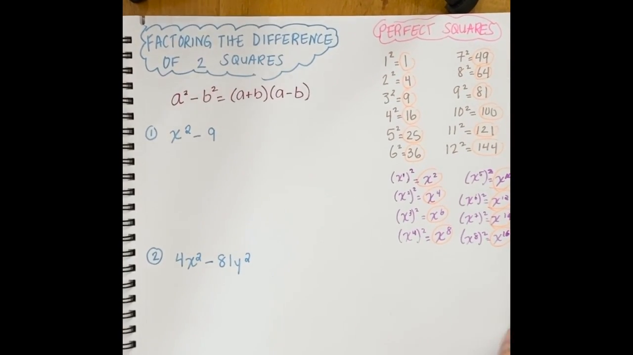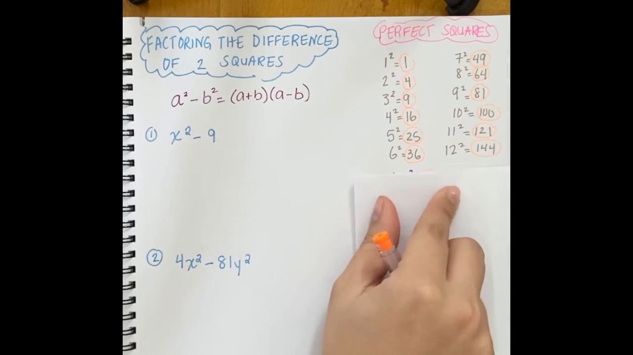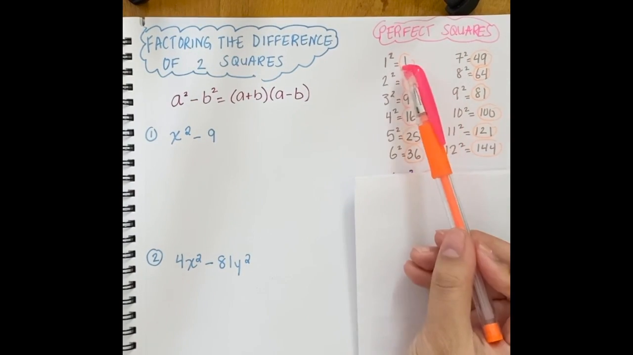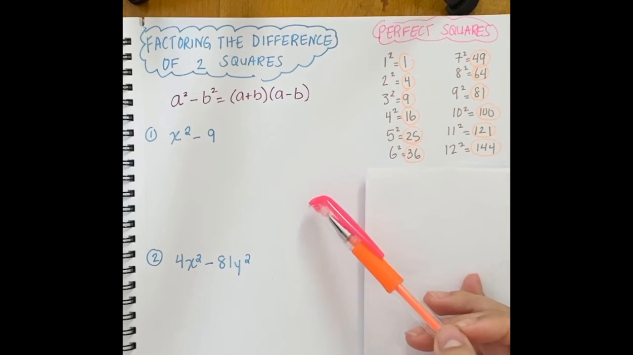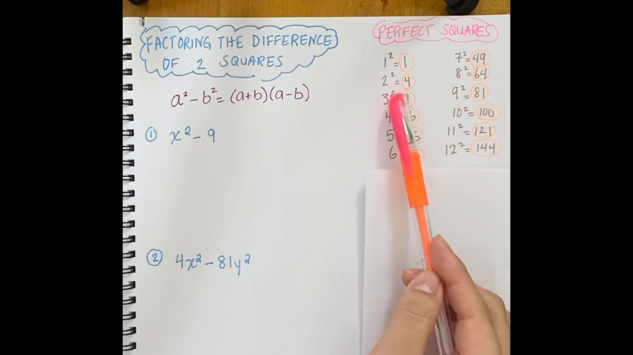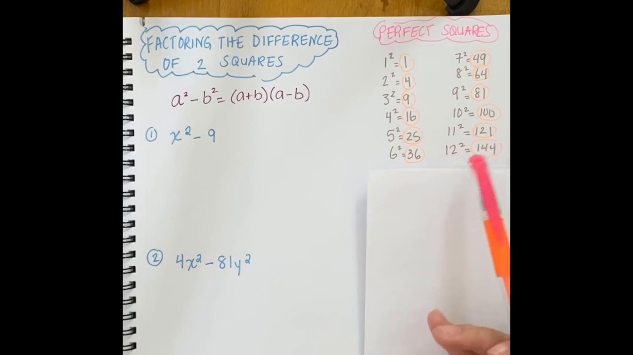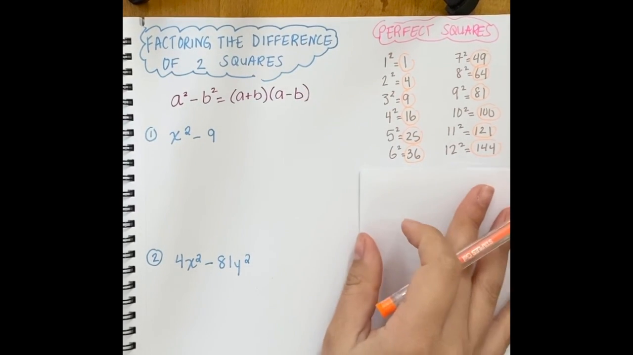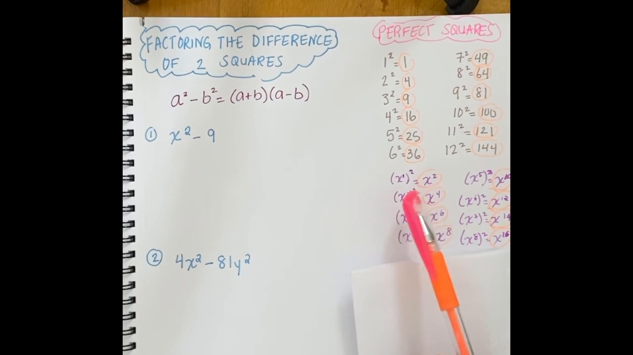I gave the perfect squares, which are the numbers that are circled. Those are numbers that you get when you multiply a number by itself. 1 squared is 1, 2 squared is 4, 3 squared is 9. So I gave all the perfect squares up to 144, but perfect squares go on forever. And then I also gave perfect squares of variable terms.